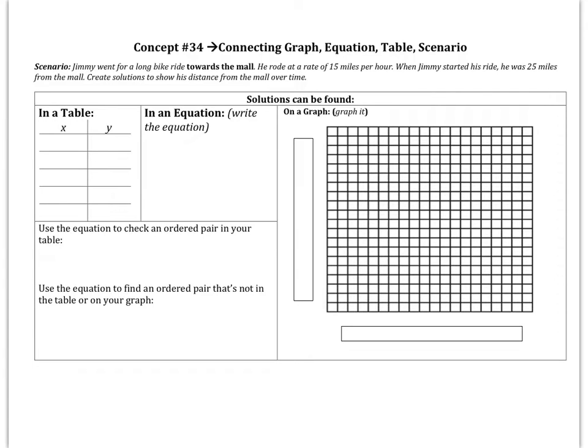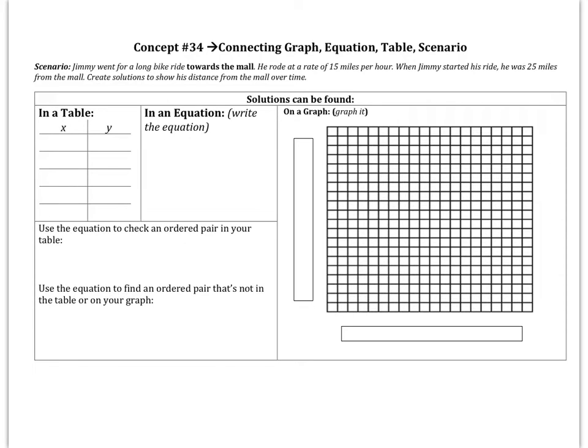It says, Jimmy went for a long bike ride towards the mall. He rode at a rate of 15 miles per hour. When Jimmy started his ride, he was 25 miles from the mall. Create solutions to show his distance from the mall over time.